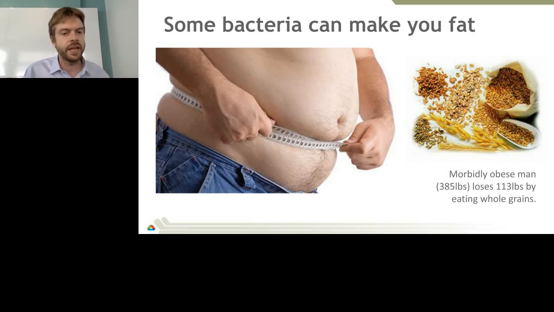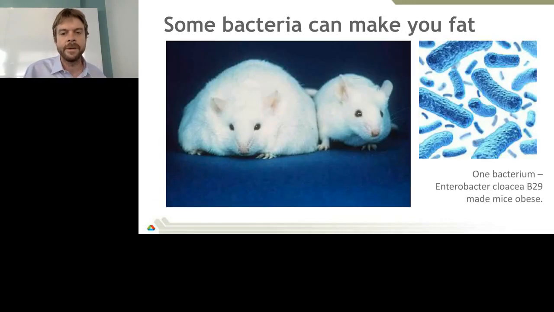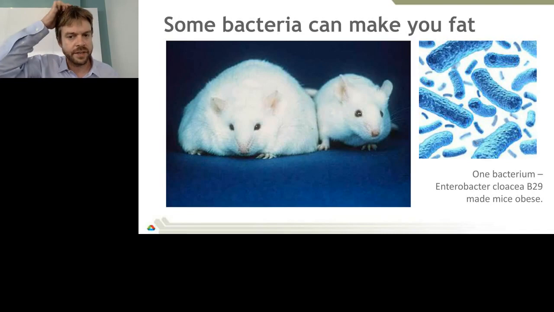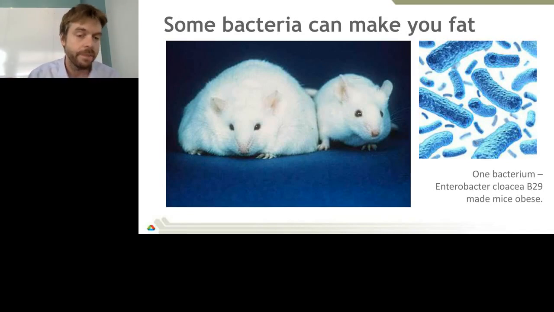And then at the beginning, he had an abundance of a particular organism which was almost absent by the end. This organism was Enterobacter cloacae B29, which, when introduced back into a mouse model, significantly increases the likelihood that mouse will become obese. It's almost as if the microbial abundance is altering the obesity of that mouse.